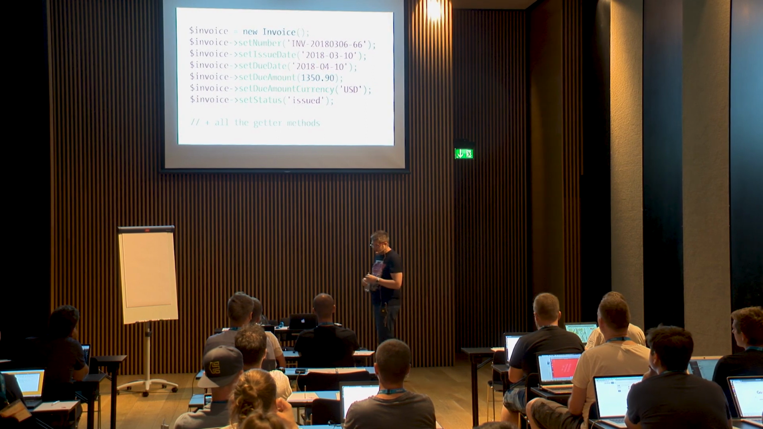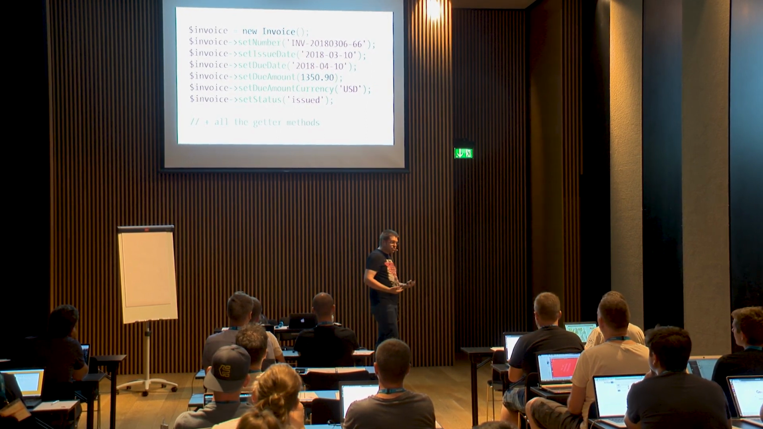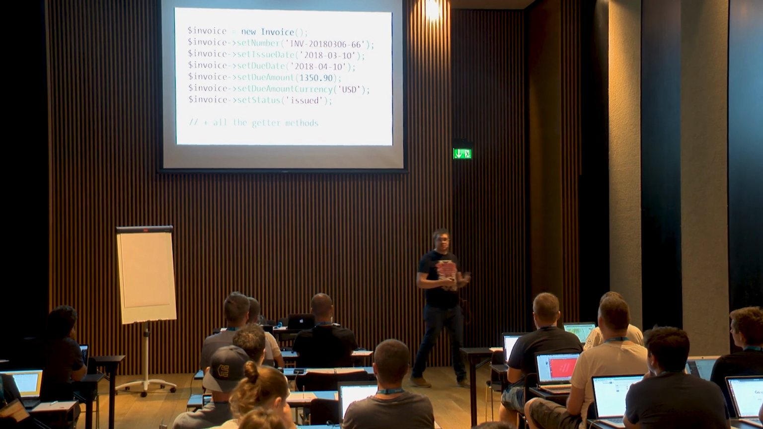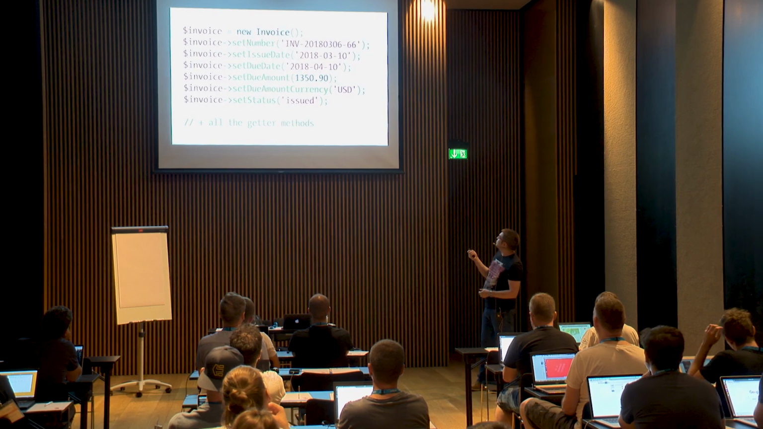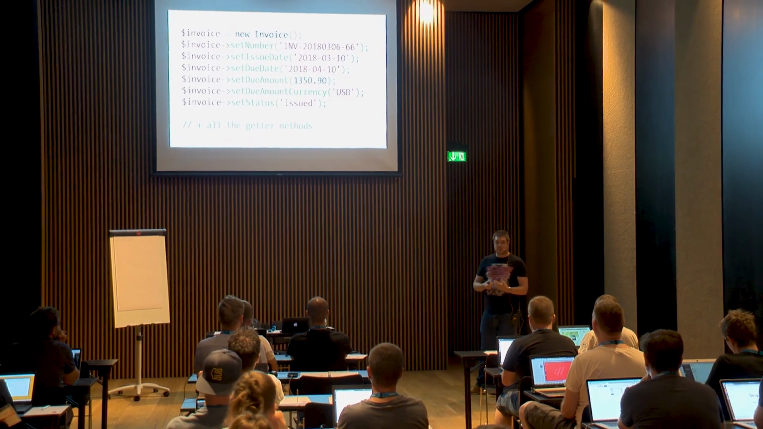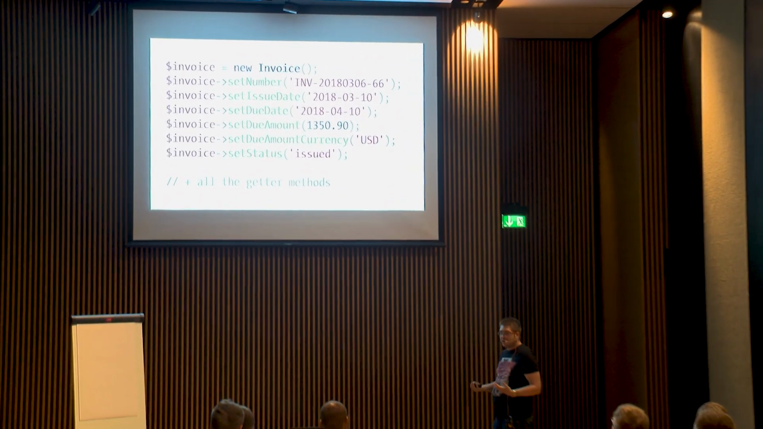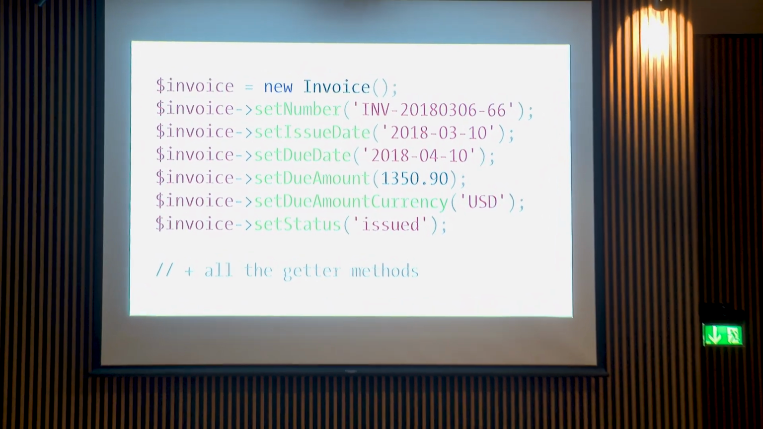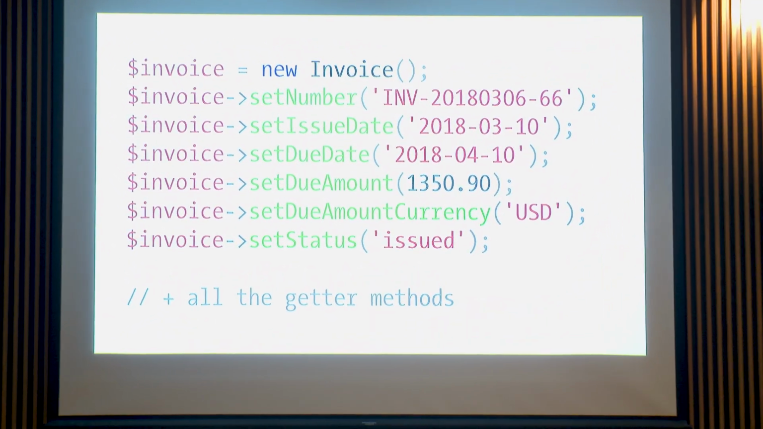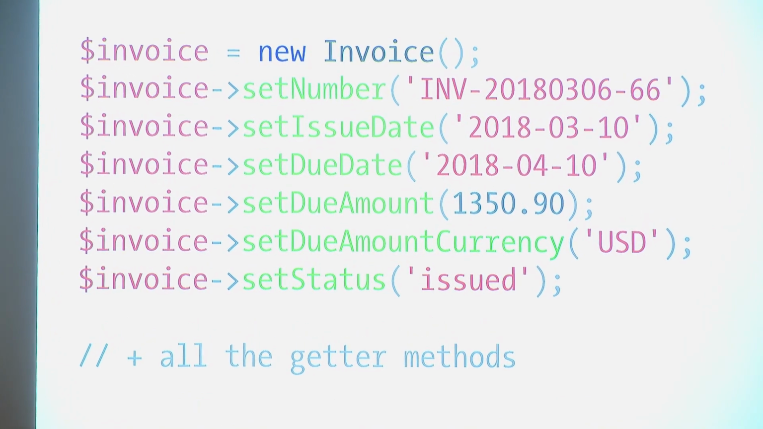So you are not guaranteed that each property is set, which means your object may be in an inconsistent state at some point. All right. And first of all, the construct method, as you can see, doesn't take any arguments, which means I can produce an invoice object with no invoice number, with no due date, with no default status. That's something that should not happen in your domain.